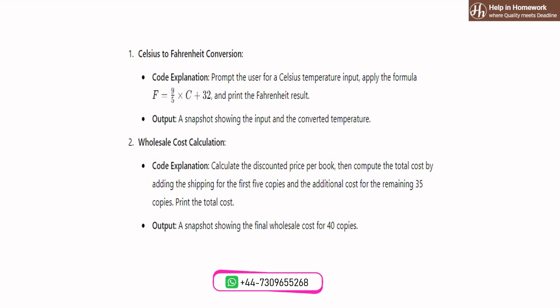Step 2. Wholesale cost calculation. Code explanation: calculate the discounted price per book. Then compute the total cost by adding the shipping for the first 5 copies and the additional cost for the remaining 35 copies. Print the total cost. Output: a snapshot showing the final wholesale cost for 40 copies.